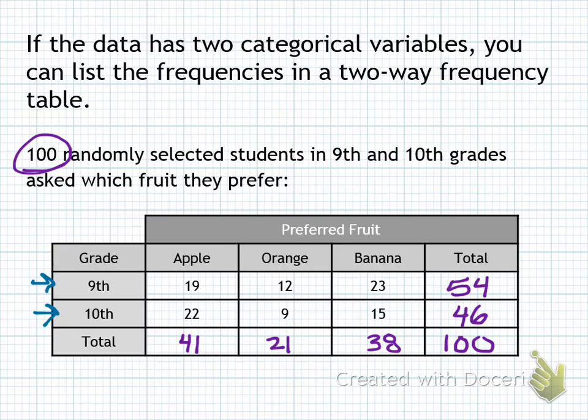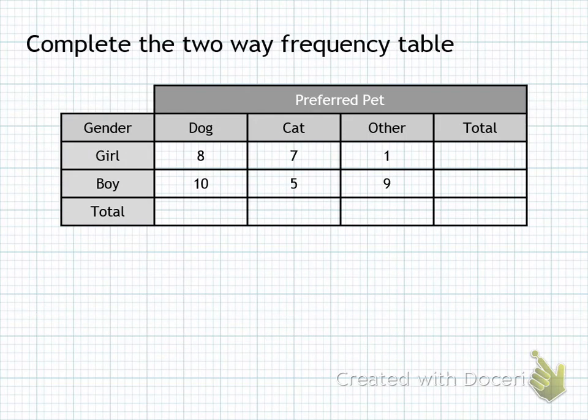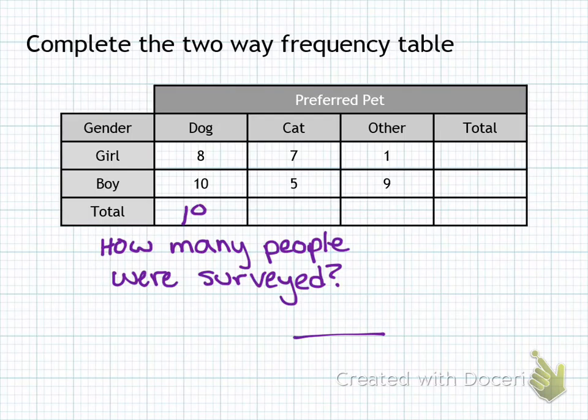Okay, so here was a similar example that the students did on their own. I wanted to also know how many total people were surveyed. So total people that preferred dogs was 18, cats was 12, and total people that preferred other animals was 10. The total number of girls surveyed was 16. Total number of boys surveyed was 24. And the total overall would be 40. So then the answer to this question, how many people were surveyed, would be 40.